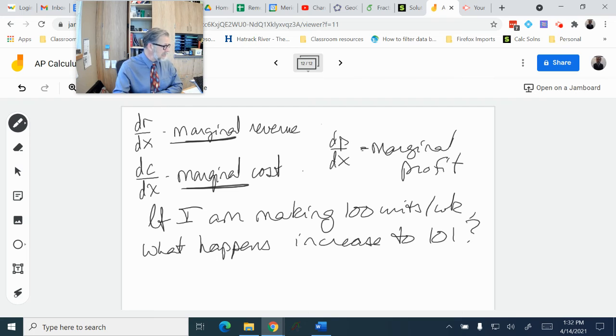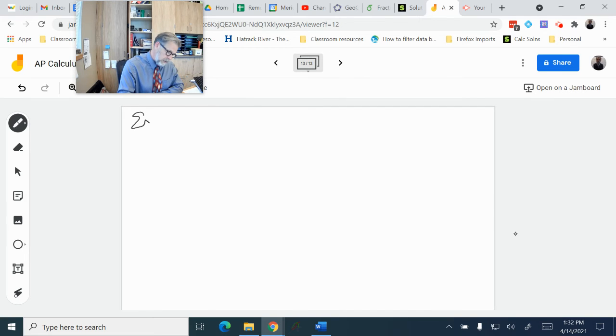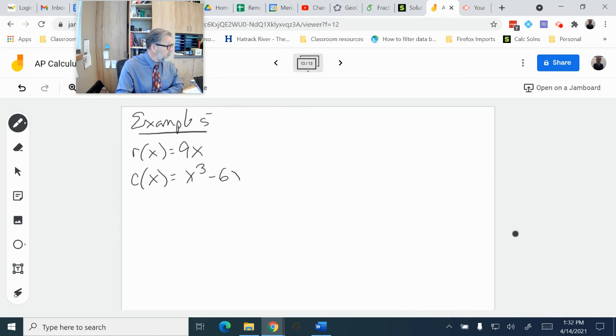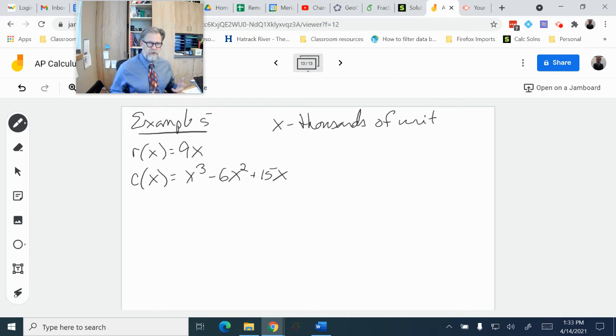All right, so let's look at an example. Example 5. My revenue model is defined by 9 times the number of units that I make. My cost model is defined by x cubed minus 6x squared plus 15x. And we will define x in thousands of units. It's typical for business to define our variables in terms of thousands, hundreds of thousands, millions.